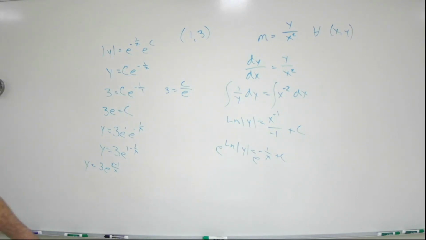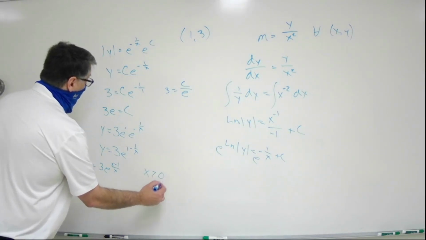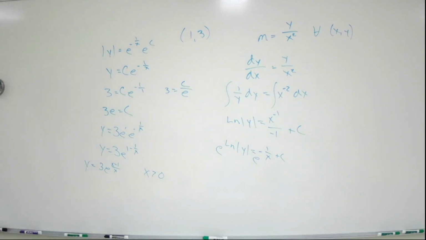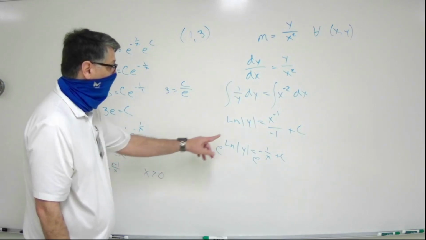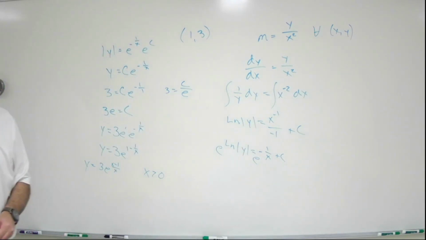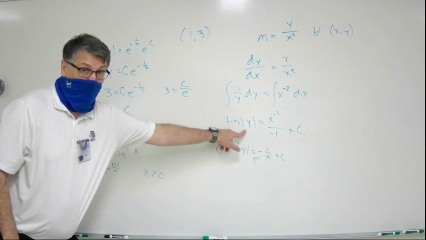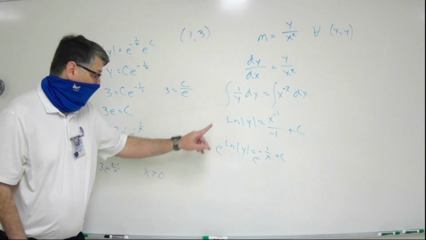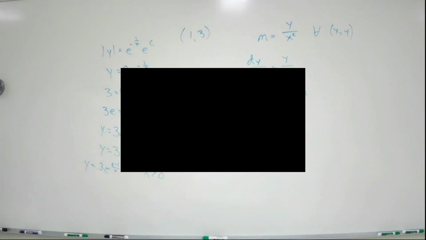And of course, my x has to be greater than 0 for a couple different reasons. 1, it's in the denominator here. 2, I have ln right here. So this doesn't allow any negative numbers or 0, so that's my most restrictive domain.